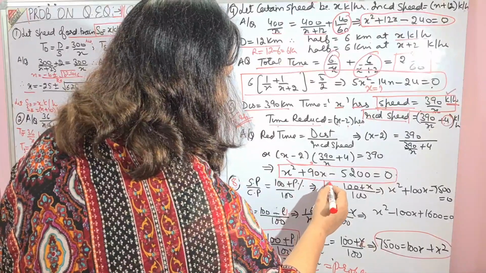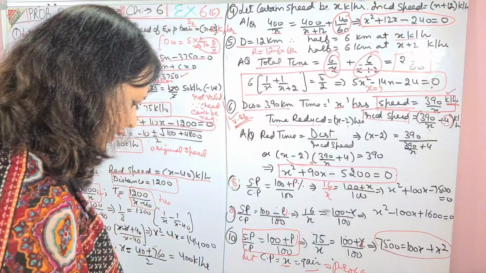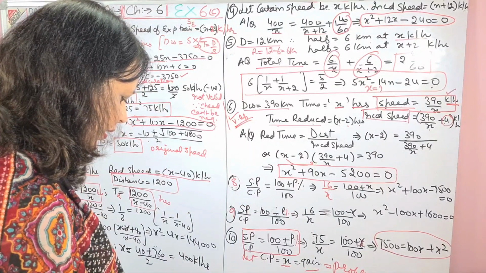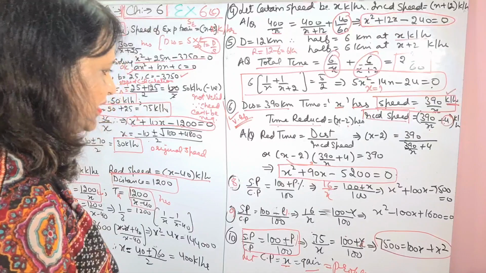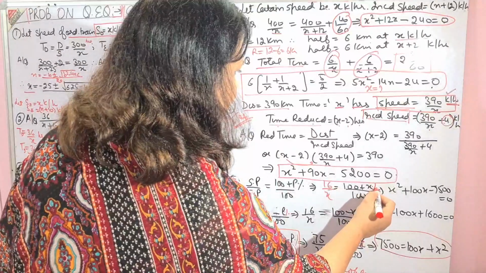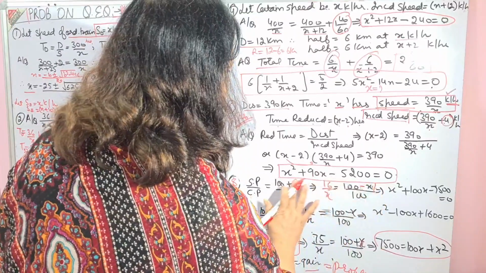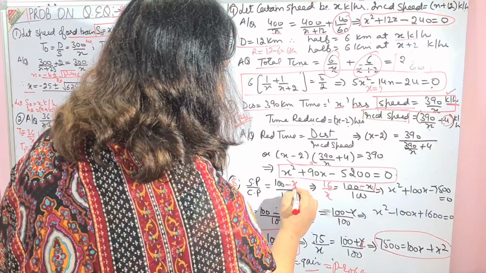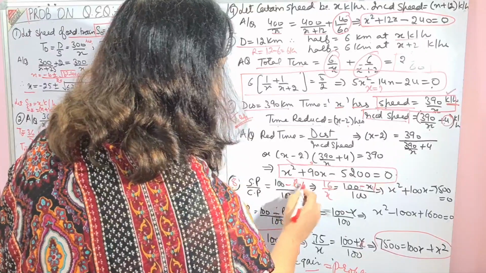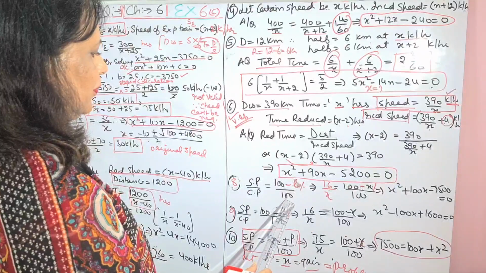So SP is 16 here. And then he says that if his loss percent was x percent. So see, loss percent is x percent. So I am going to minus it: 100 minus x percent, because in loss we subtract. We subtract in loss percent. 100 minus loss percent upon 100.